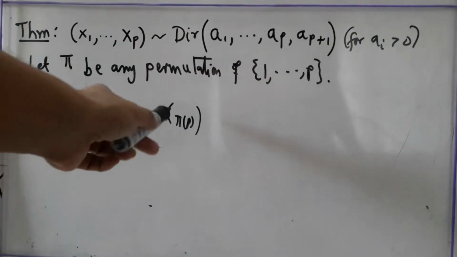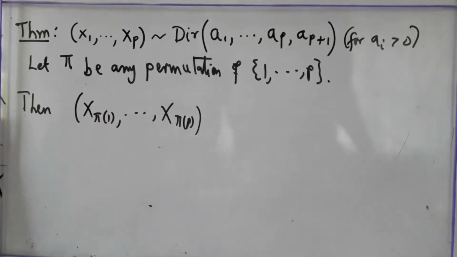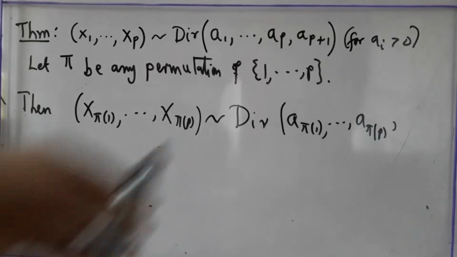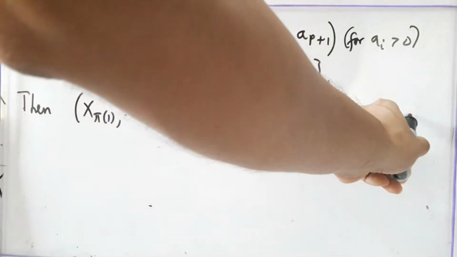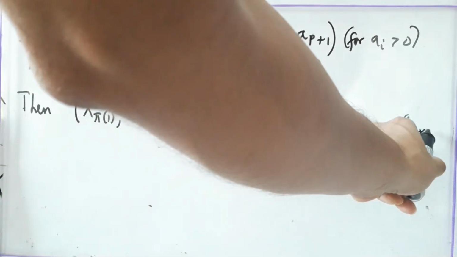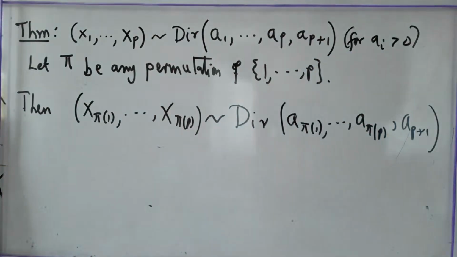X pi 1 up to x pi p, that is permuted, will have the same distribution but permuted exactly according to pi, and the last one will remain unchanged. As I said, the proof is very easy. Try your hand at that.